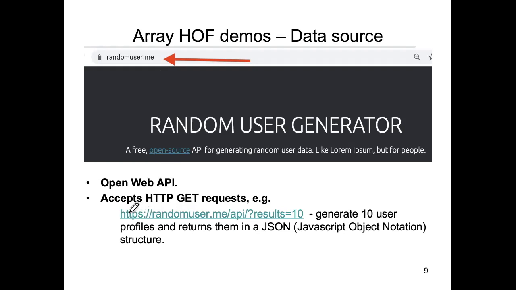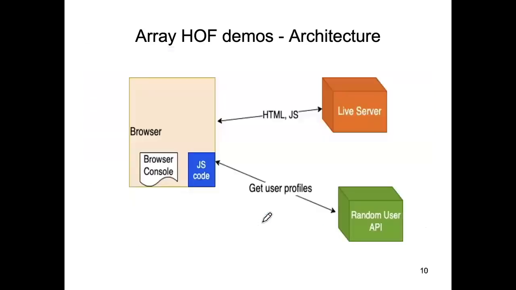So for example, if we actually enter this URL here into a browser, in this case it would return 10 randomly generated user profiles or user objects for me. But we don't want to access it this way. We actually want to invoke it from within our JavaScript code. So I've got a bunch of samples, and each of the samples is essentially implementing this architecture for me. So the way it's going to work is I have my Go Live server again, as I have had before. And when I start up my browser and then start up my Go Live server, it's going to serve me my HTML page, which we'll see in a second.